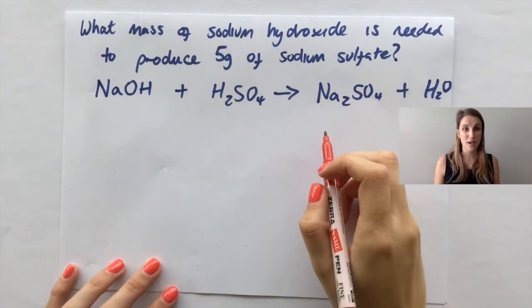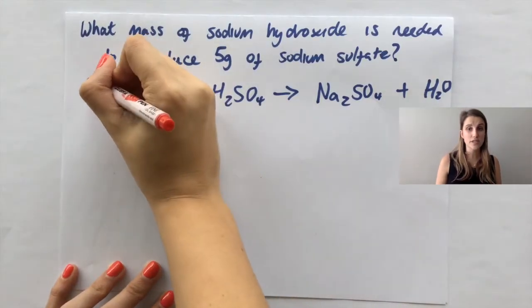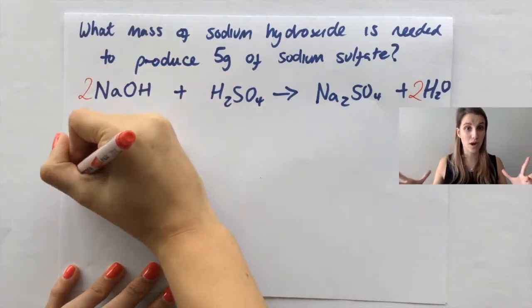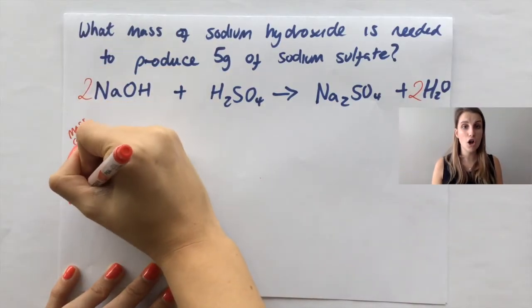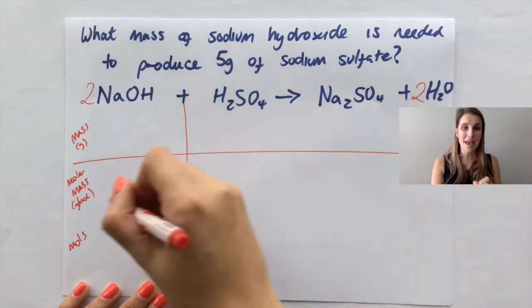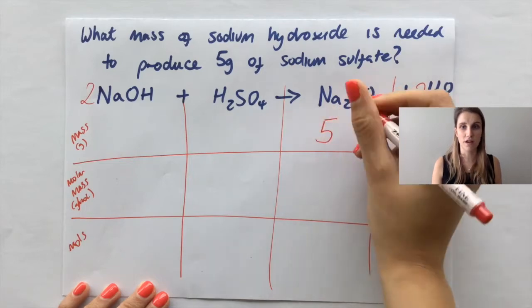So, should we have a look at the answers, see how we go? So let's balance the equation first. So I need 2 NaOHs and 2 H2Os to balance this all out. I currently know that I've got 5 grams of the sodium sulfate, and I'm aiming to find out the mass of the NaOH. All good so far.